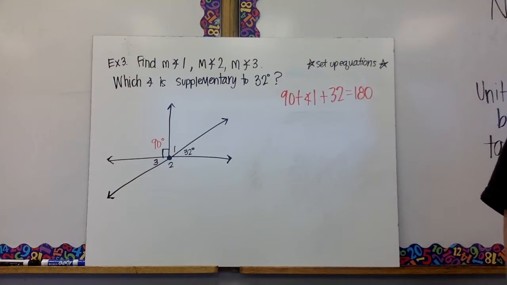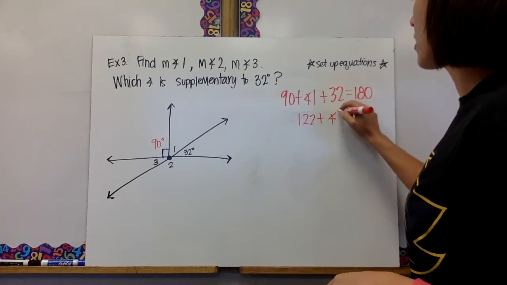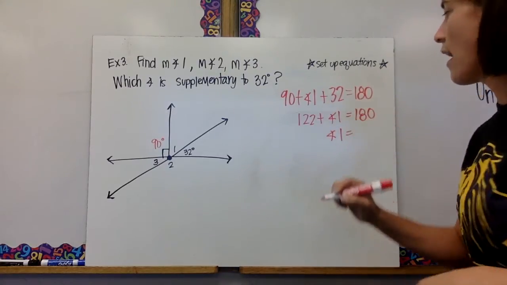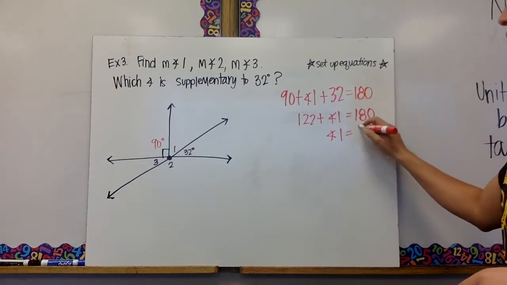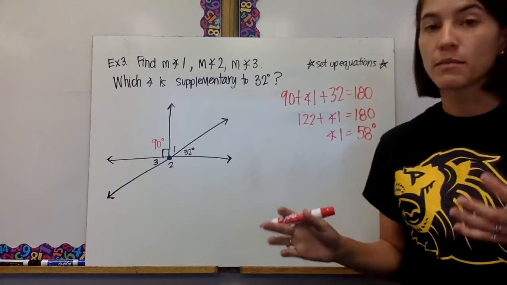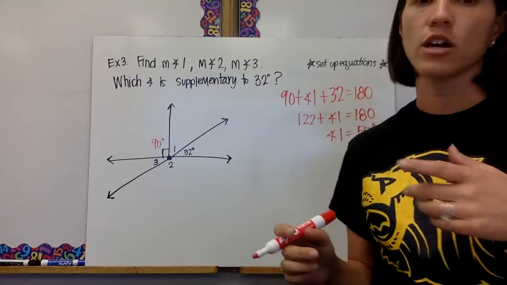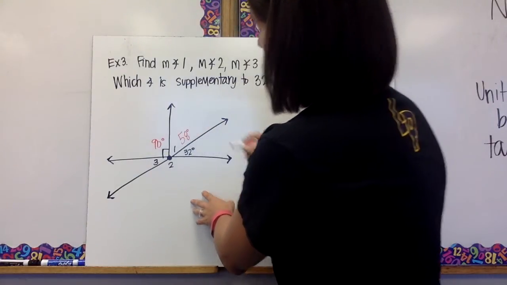You would combine like terms, 90 plus 32. So we have 122 plus angle 1 is equal to 180. And then by subtracting, we find out that angle 1 is 58 degrees. So I know that some of you could have just done that a lot quicker, done it in your head, but I would still want you to focus on setting up an equation. So angle 1 is 58 degrees.